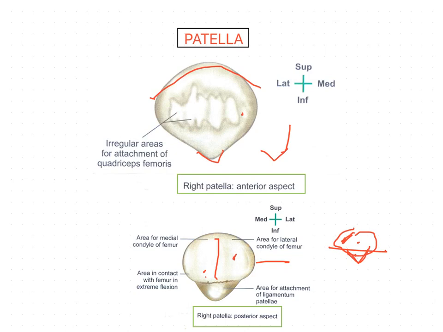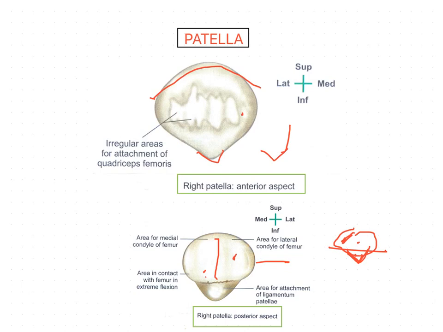Simply, how can you determine it? The pointed apex lies inferiorly, the anterior surface is rough, and the lateral facet on the posterior aspect is larger and deeper than the medial facet. So by these three features we can identify the side of the patella.